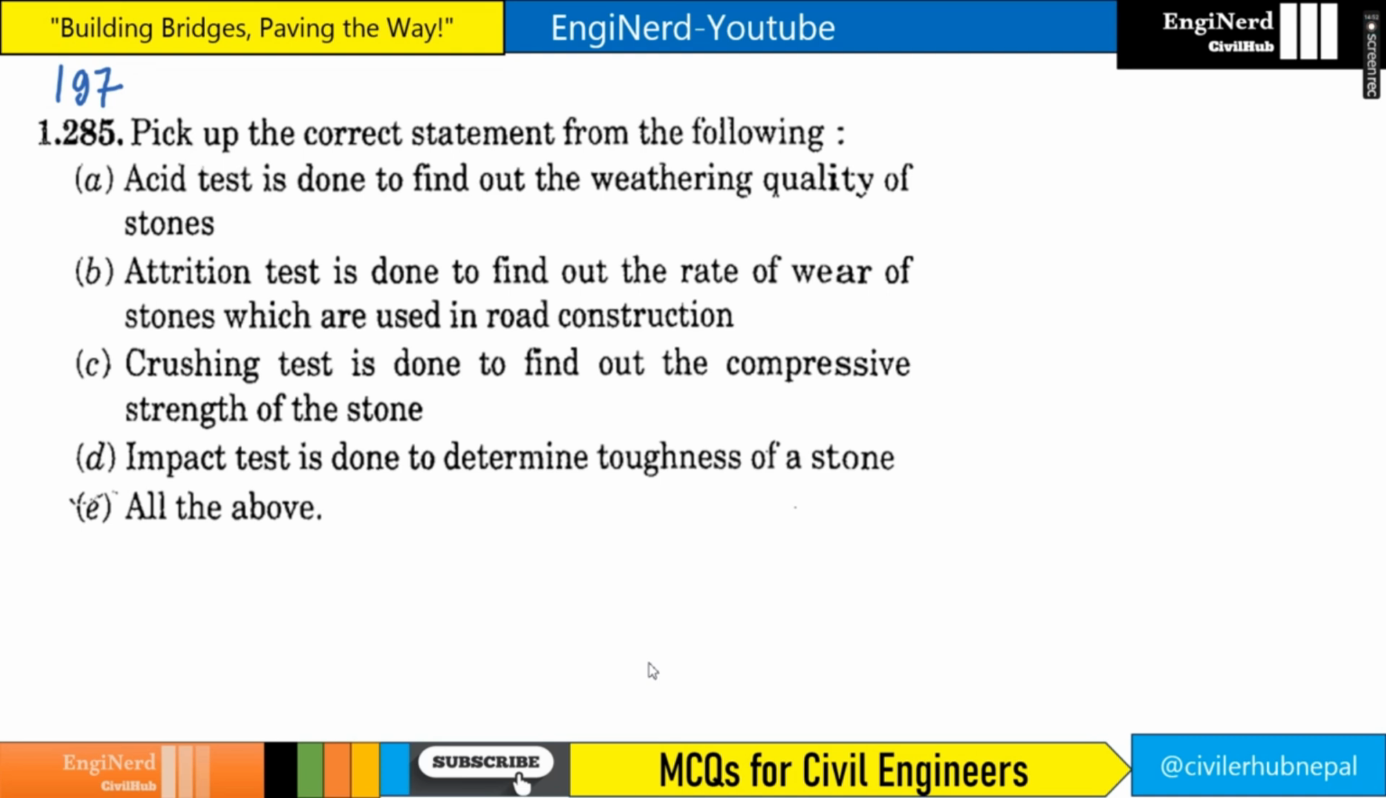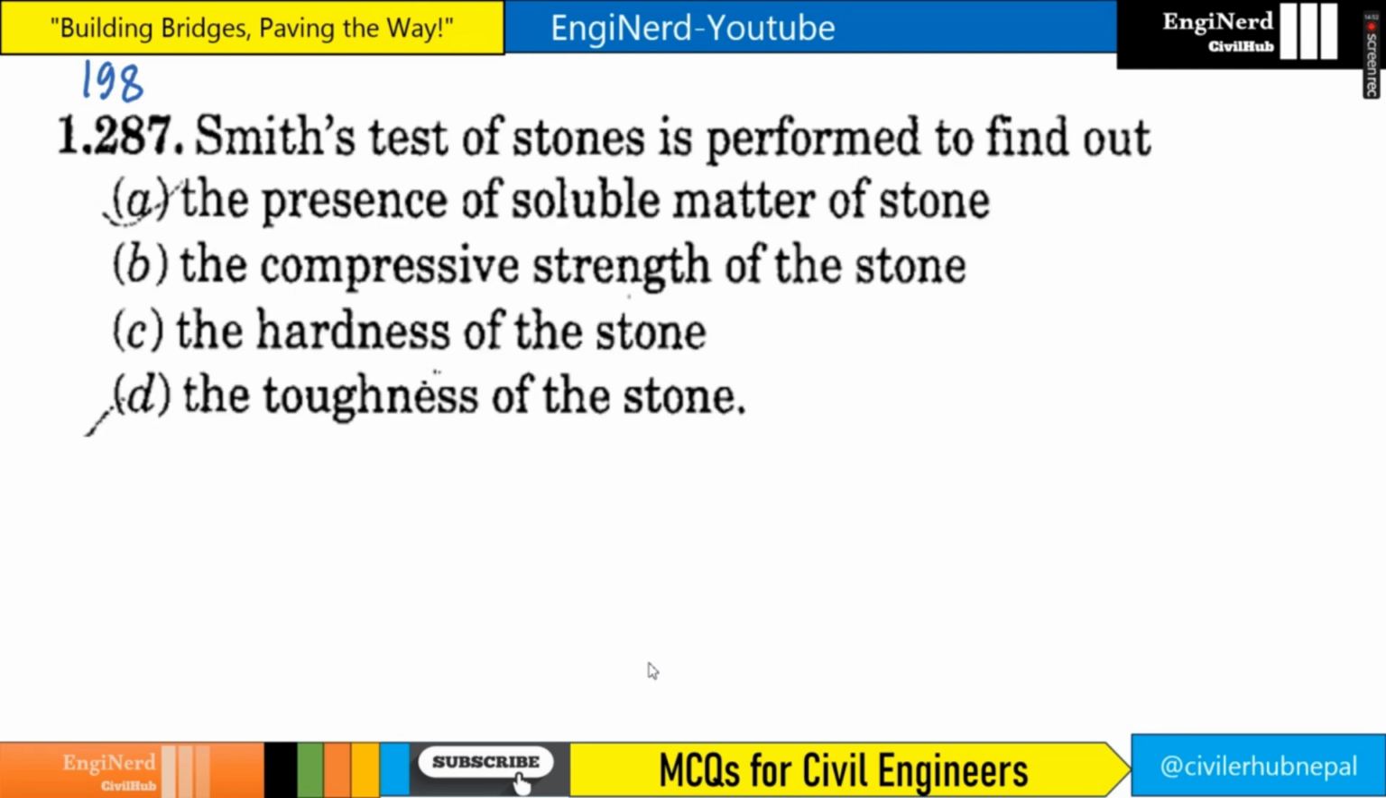Pick up the correct statement from the following. Acid test is done to find out the weathering quality of stones. This is correct. Attrition test is done to find out the rate of wear of stones which are used in road construction. This is also correct. So Deval's attrition test, right? Crushing test is used to find the compressive strength. This is correct. Impact test for the toughness, right? So everything is correct here. So answer will be all of the above. Smith's test of stone is performed to find out presence of soluble matter. Multiple times we have discussed this question because this question is important.